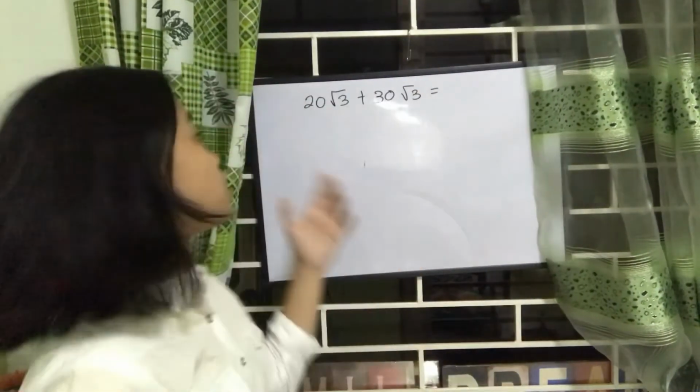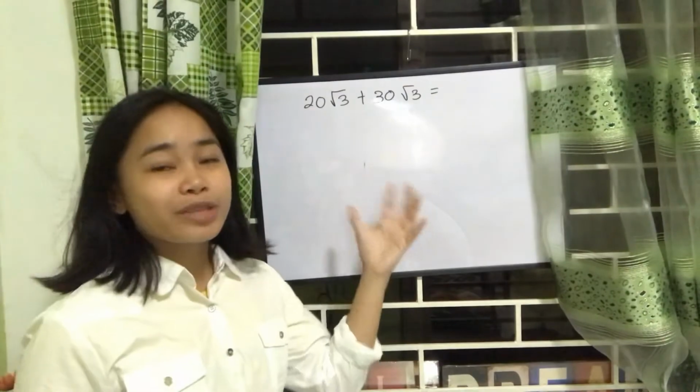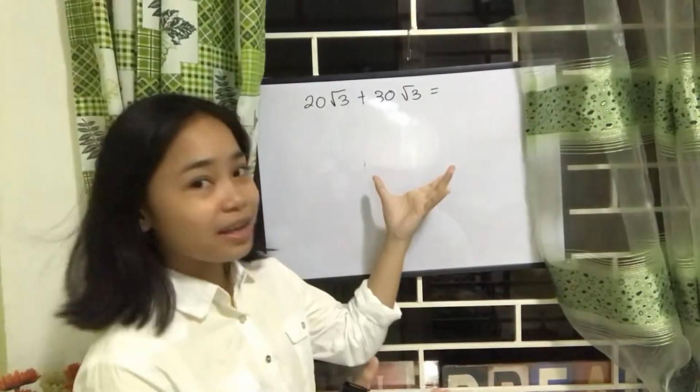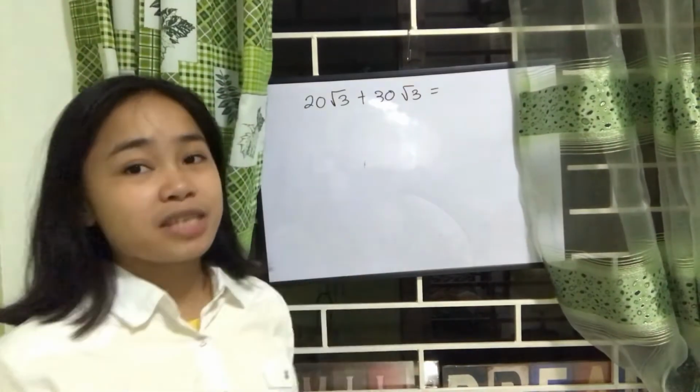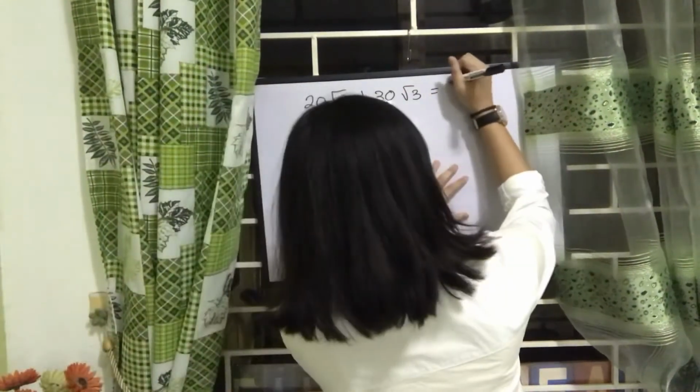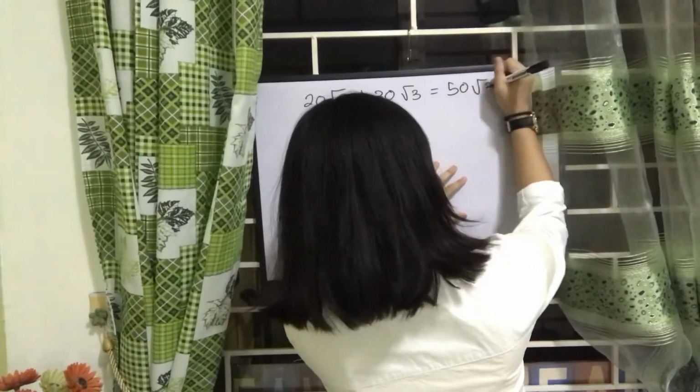So here, 20 with the square root of 3 plus 30 with the square root of 3. Again, if it's similar, you don't need to do anything to the radicand, but you will leave it just the same. And the outside numbers, you will add them. So it will be 50 with the square root of 3.